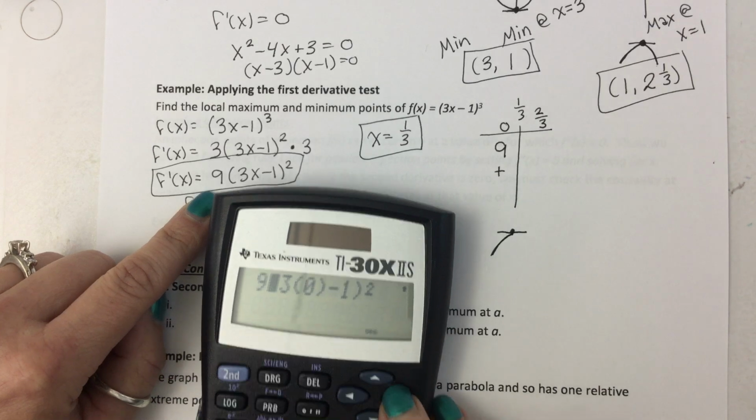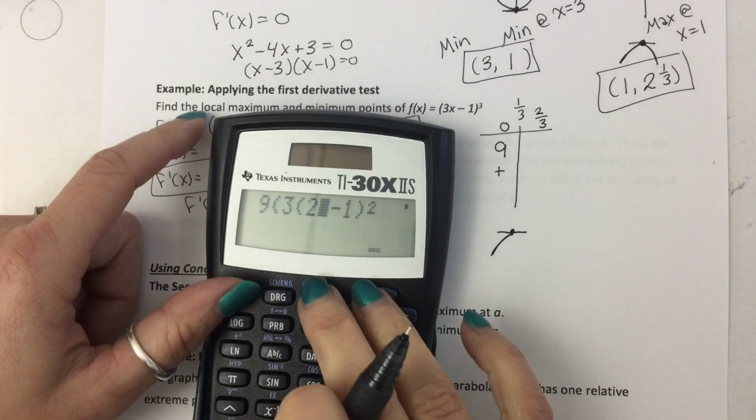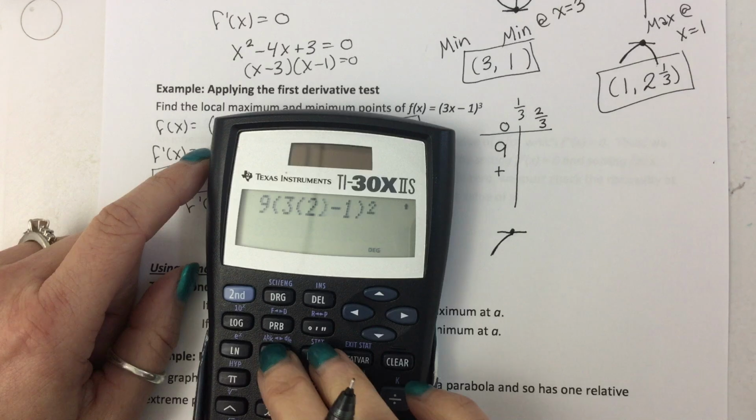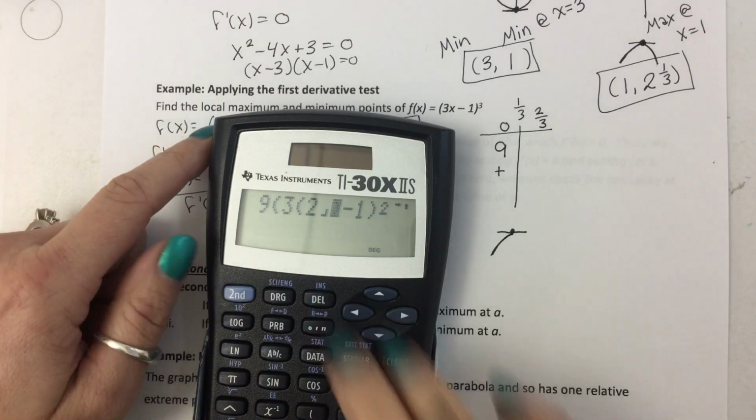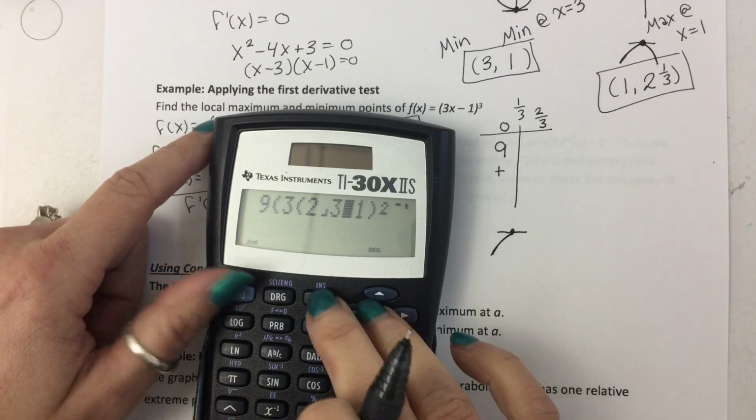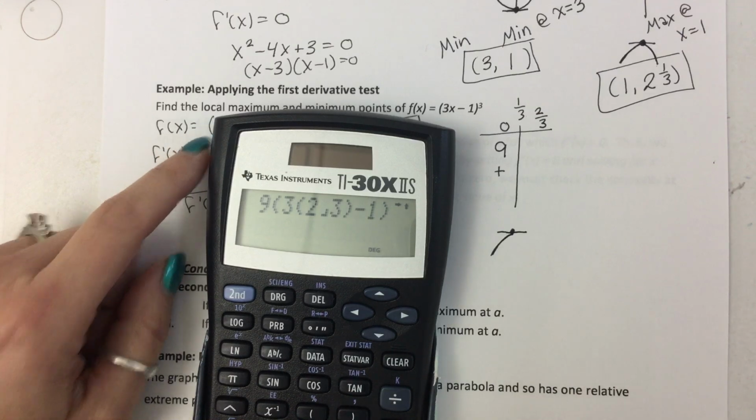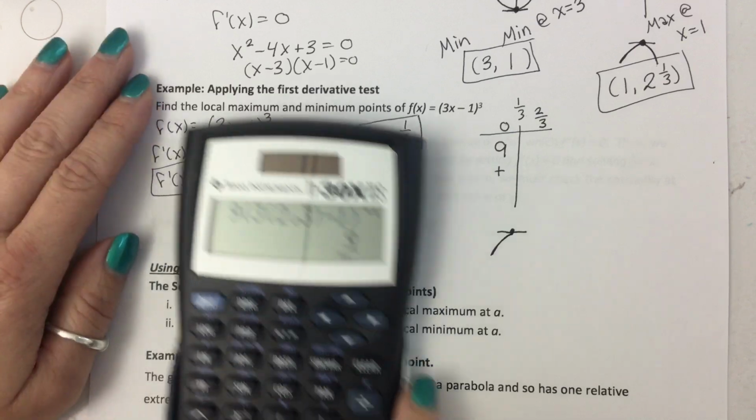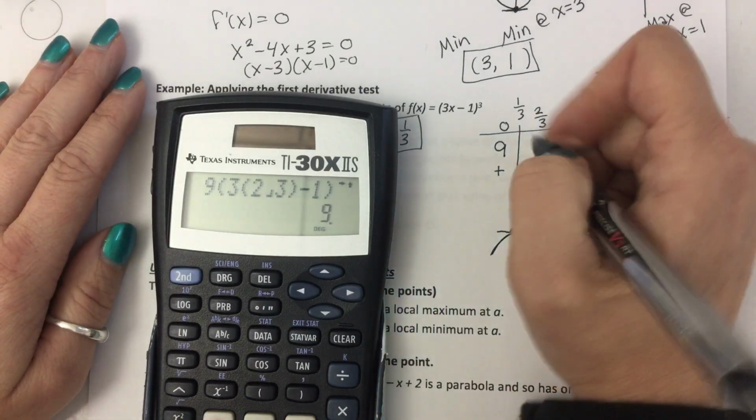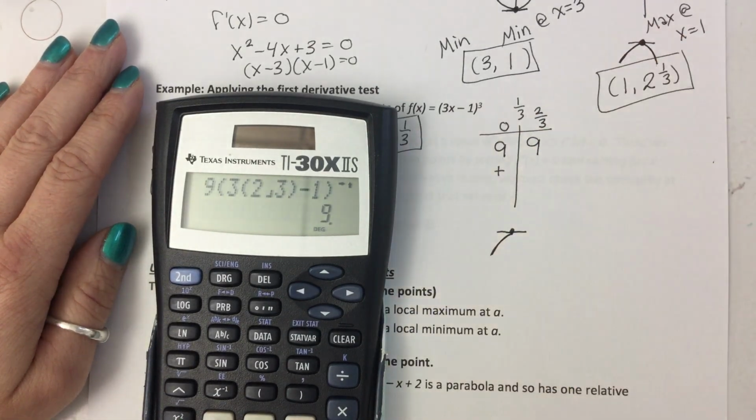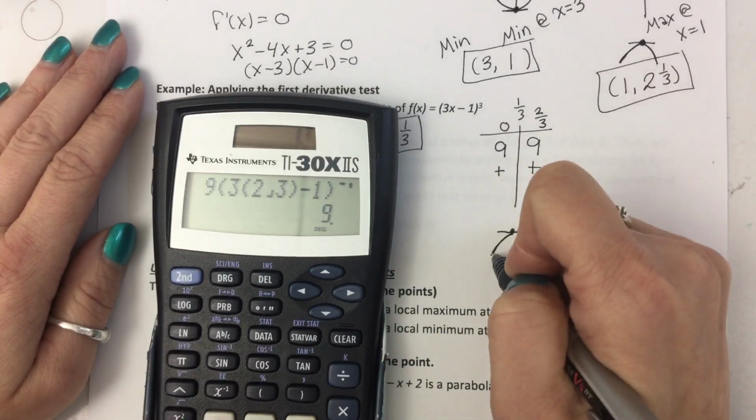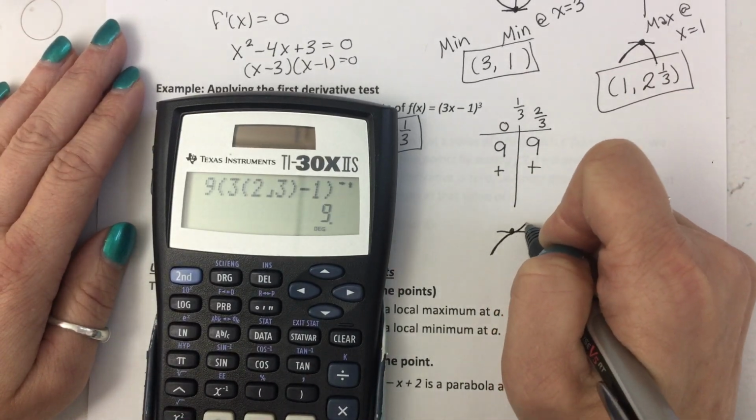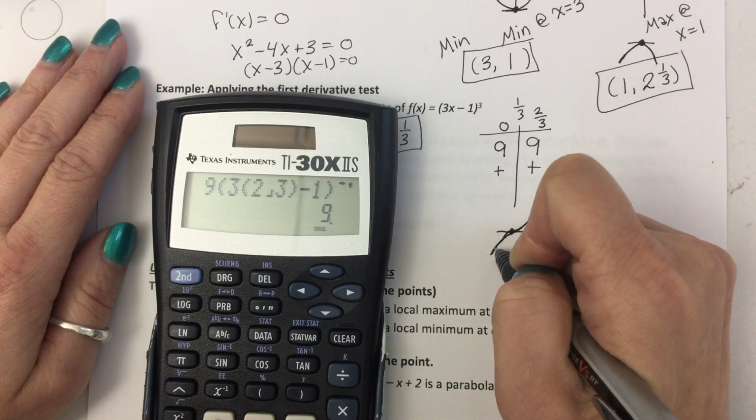Now if I want to change that to 2/3, I'm going to go 2, insert, I want it to be a fraction, and I need to insert, there we go, 3 times 2/3 minus, perfect. Okay, when I do that, whoa, I got a 9. 9 is positive, so it hit here, and it keeps increasing.